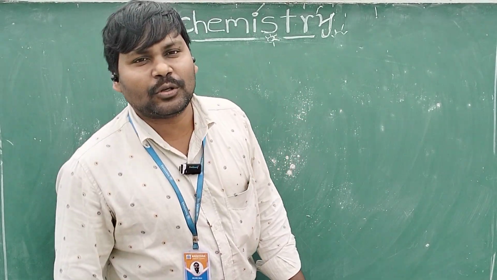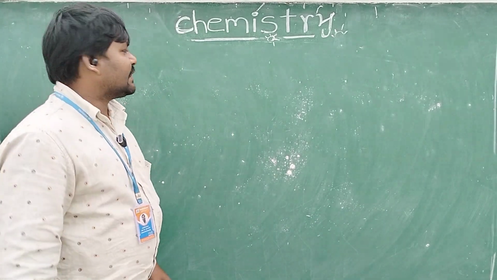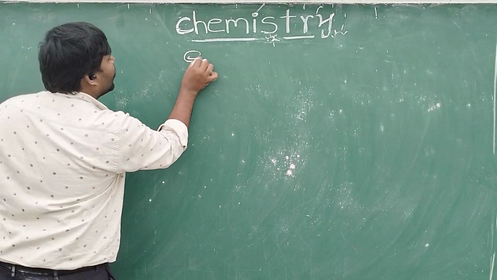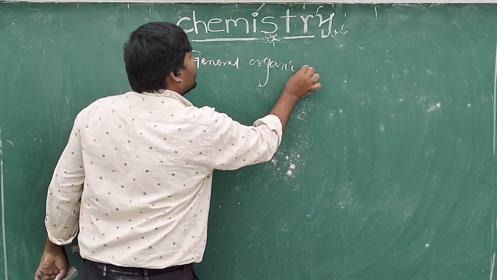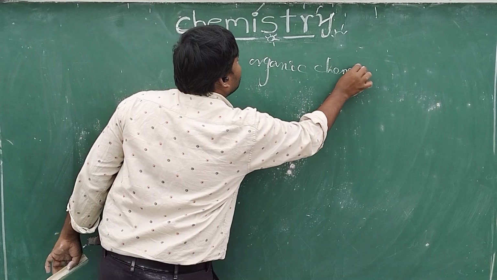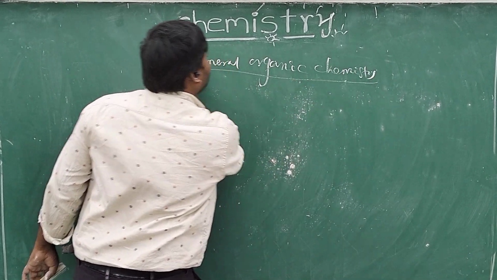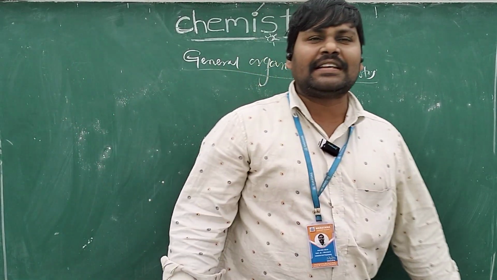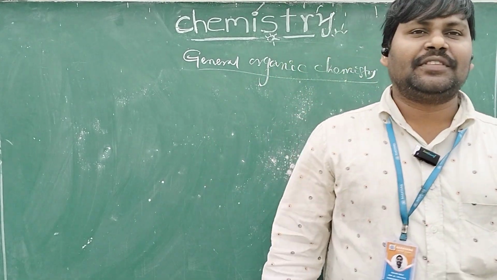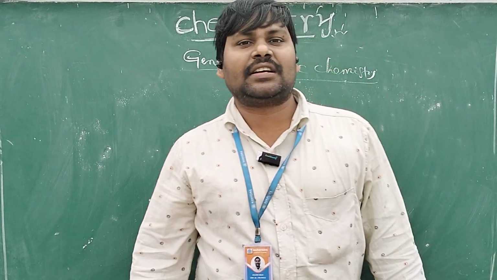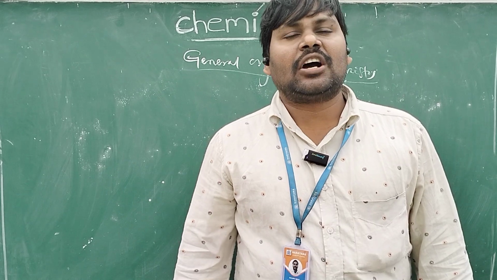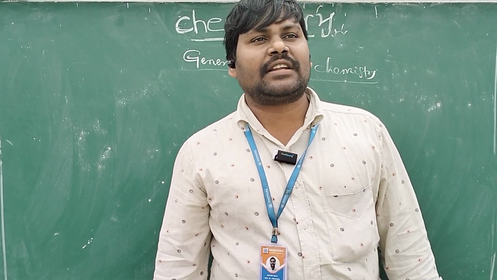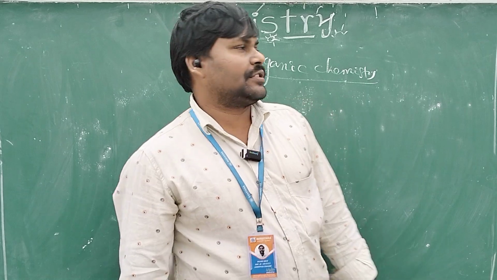Okay, myself Alluri Balu. Now we will discuss general organic chemistry. Simply, what is organic chemistry? What are the uses of organic chemistry? Chemical substances are classified into two types: organic compounds and inorganic compounds. The compounds which are obtained from living organisms are called organic substances. The compounds which are obtained from non-living sources, like salts, are inorganic compounds.